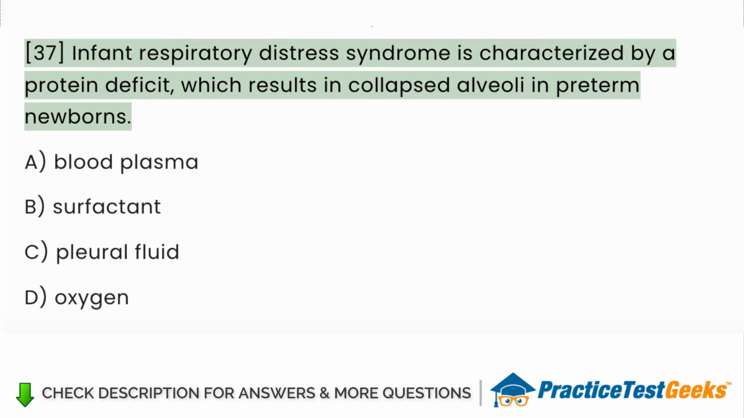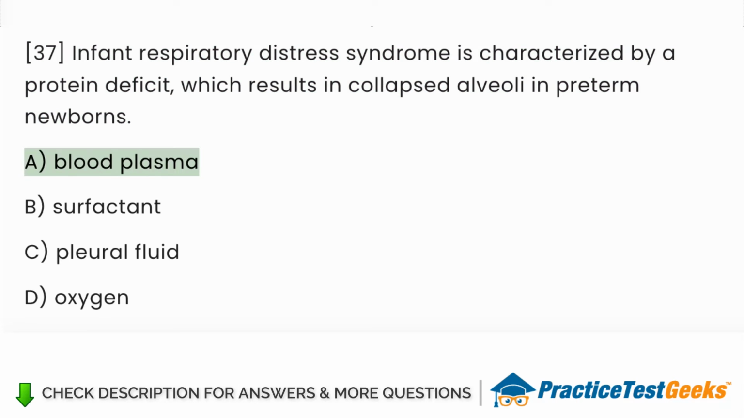Infant respiratory distress syndrome is characterized by a protein deficit, which results in collapsed alveoli in preterm newborns. A. Blood plasma. B. Surfactant. C. Pleural fluid. D. Oxygen.